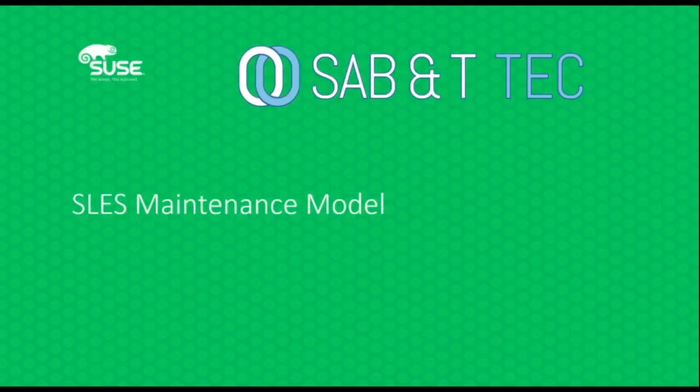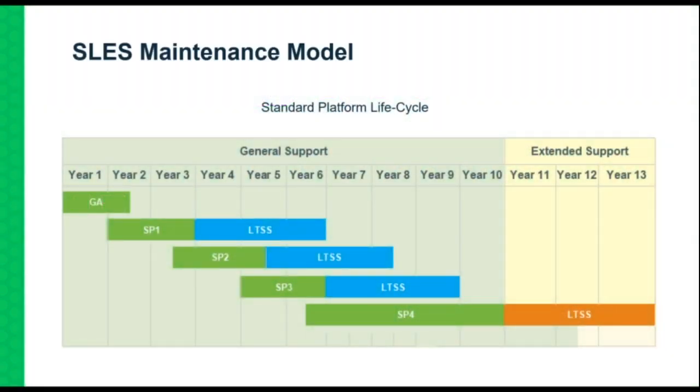So next we're going to look at the SLES maintenance model. Let me explain this quickly when it comes to a major release. A major release is supported for a total of 13 years. When we have our Go Live version, it is supported for 18 months from date of release. Then we aim to have our first service pack released within the first year of the Go Live version. Each service pack is then supported for a further 2 years.